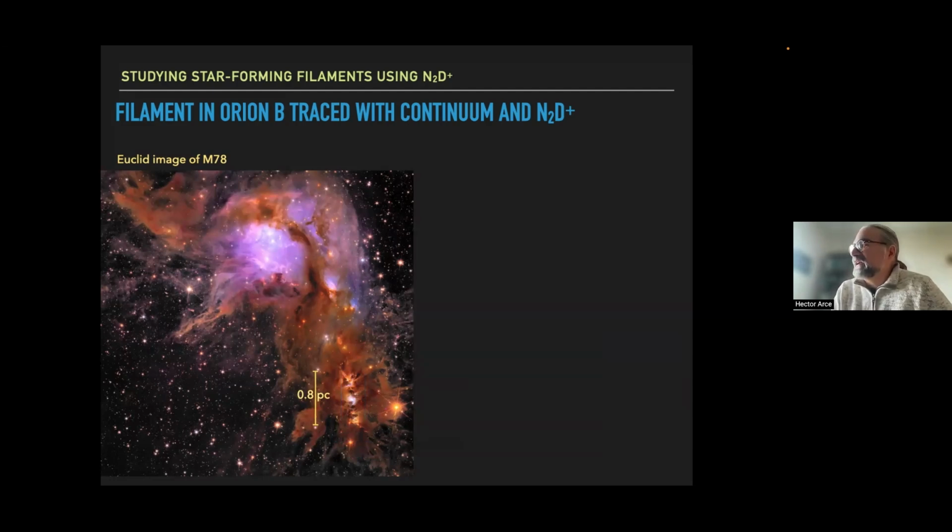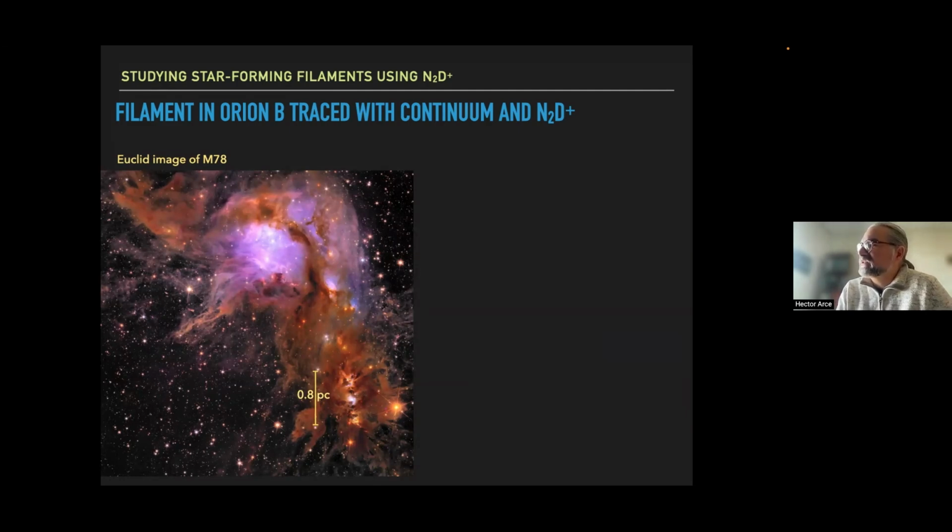And here, again, this is Orion B, or a part of Orion B. This is a very nice optical near-infrared image of this region, obtained recently with the Euclid Space Telescope, which was recently launched by the European Space Agency. And we're concentrating on this region here, which has a bunch of stars, a bunch of protostars.